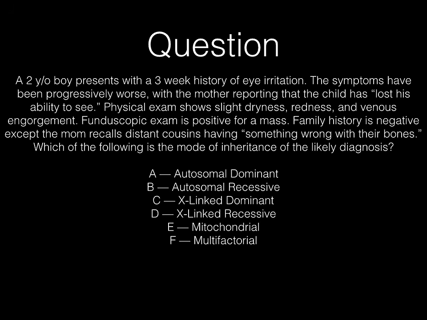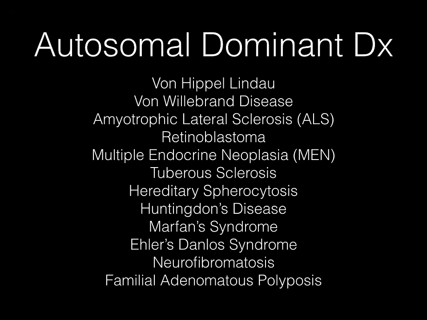Now, if you didn't know that, that's fine, because you're going to know the autosomal dominance after you learn this song. So before I teach you the song, I have to give you the list of autosomal dominant diseases. Now, there are a couple more than this, but these are the high yields to know for USMLE Step 1 and COMLEX. So let's go through these. Von Hippel-Lindau disease, von Willebrand's disease, ALS, retinoblastoma, multiple endocrine neoplasia, tuberous sclerosis, hereditary spherocytosis, Huntington's disease, Marfan syndrome, Ehlers-Danlos, neurofibromatosis, it's types 1 and 2, and then familial adenomatous polyposis.